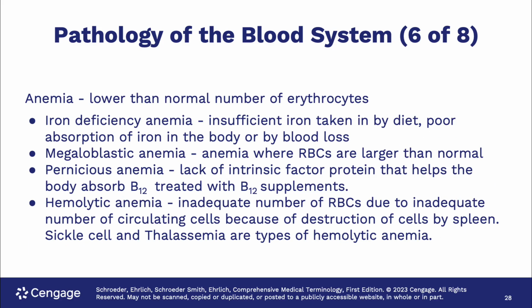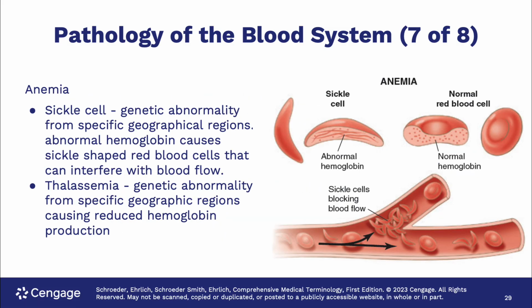Anemia is another blood disorder that you hear about quite frequently, and this is having a low number of erythrocytes. The most common is an iron deficiency anemia. Your iron is insufficient due to poor diet or poor absorption. And then you have a few other types of anemia as well. So the other type of anemia that you probably have heard of is sickle cell anemia. And that is a genetic abnormality where your blood cells end up being sickle shaped.